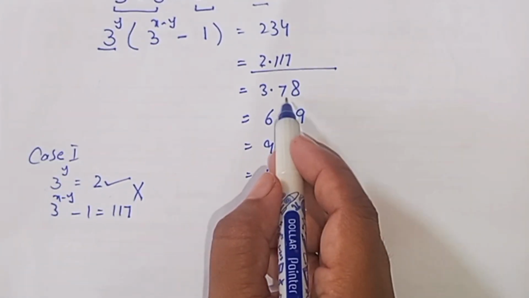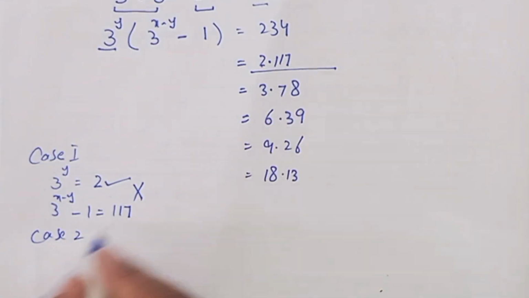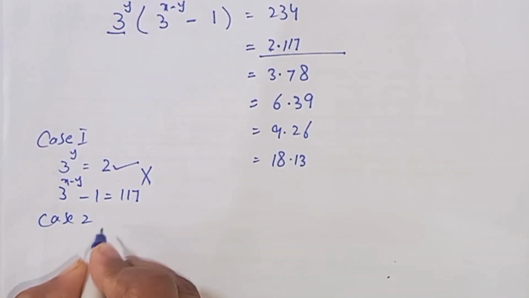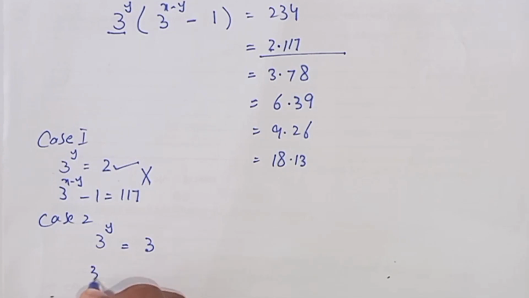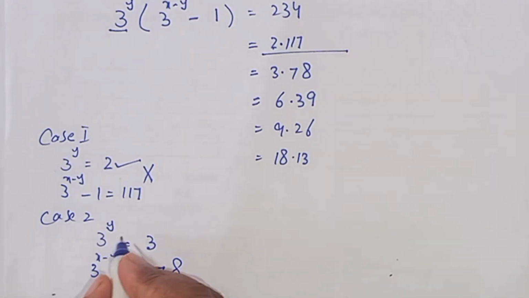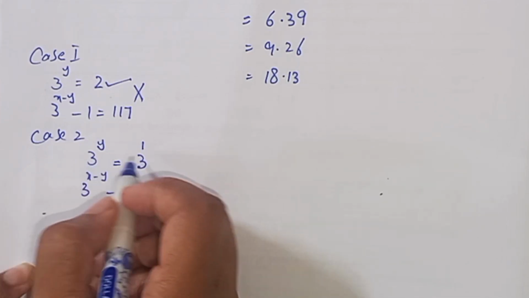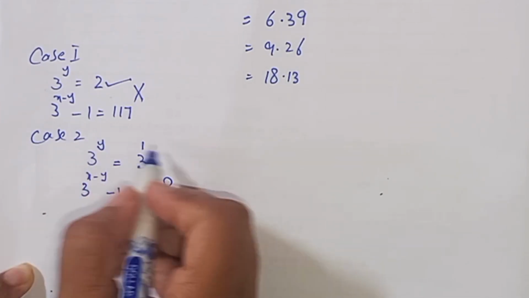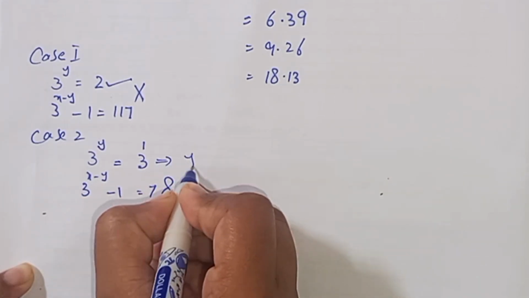Now look at the second factor. This implies 3 raised to the power y is equal to 3, and the second equation is 3 raised to the power x minus y minus 1 is equal to 78. Now look at this, we write this 3 as 3 raised to the power 1. The bases are same, so we can compare their exponents. This implies y is equal to 1.